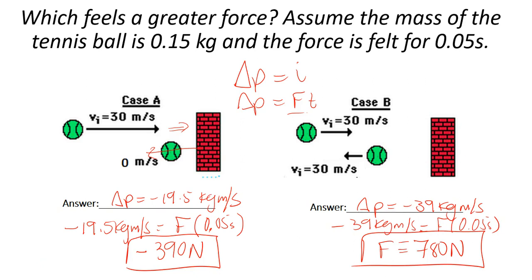We already said that case B had a greater change of momentum, but assuming all other conditions are the same, notice that the wall that has a change of velocity has the greater force. I hope that makes sense, because in order to not only be stopped, but to change directions, you need way more force. Generally, you'll experience more force when you bounce off things, if we keep the other conditions the same for the time being.